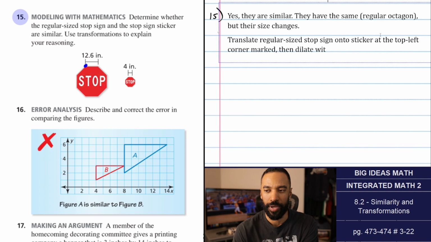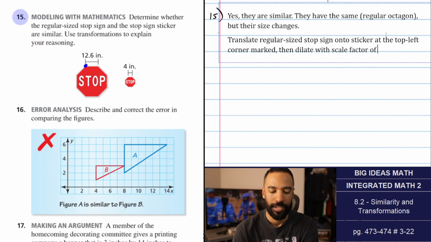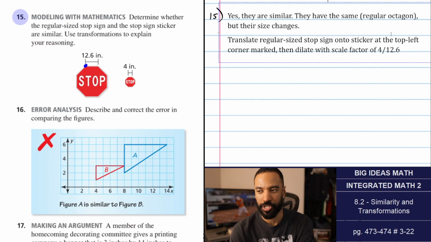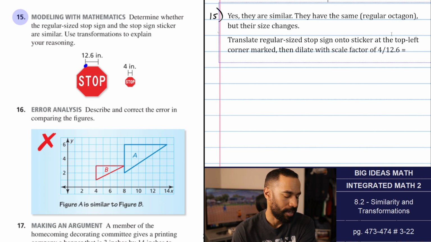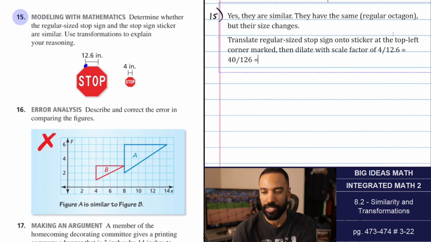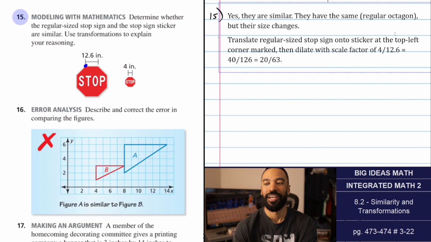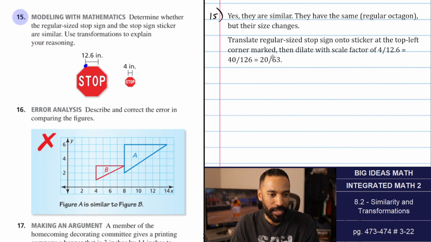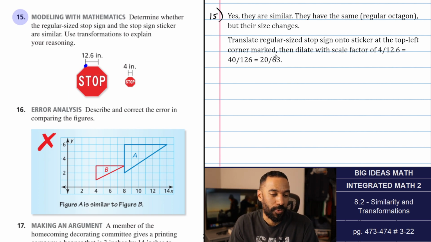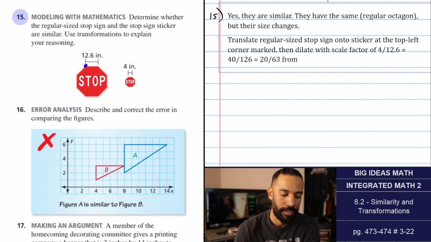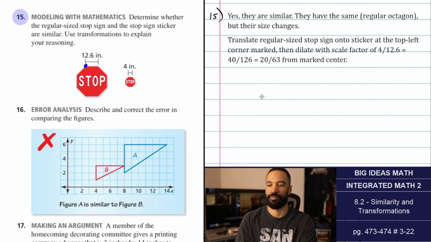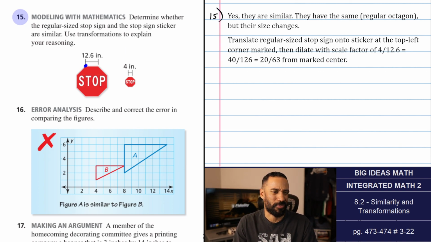Then dilate with scale factor of 4 over 12.6. So they're both inches. I don't know what that is. It's the same as 40 over 126, which is 20 over 63. I'm just trying to make sure that it's integers only when I do that. So 20 over 63. So it's a reduction. Oh, from that center. From marked center. Okay. Yeah, so, some of these description things are really hard to say.